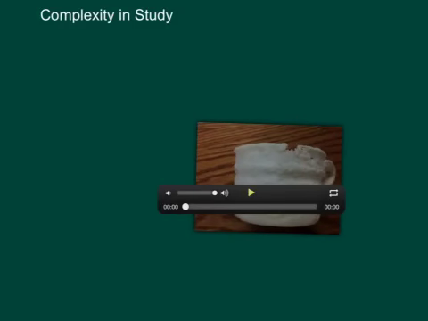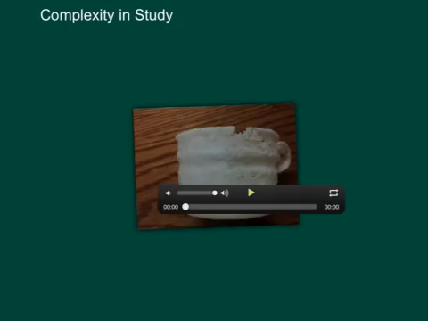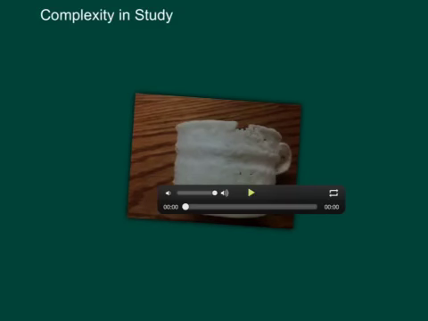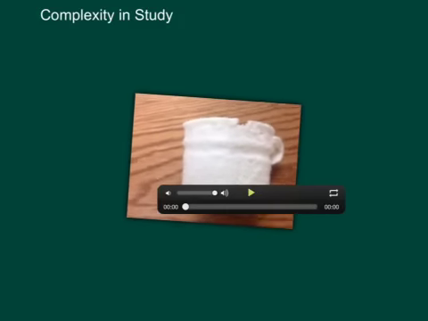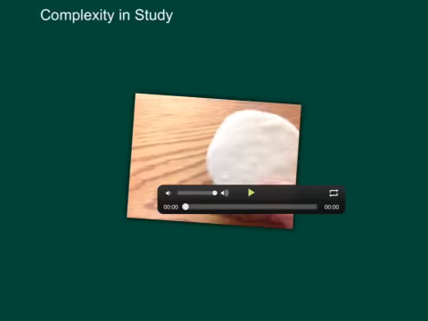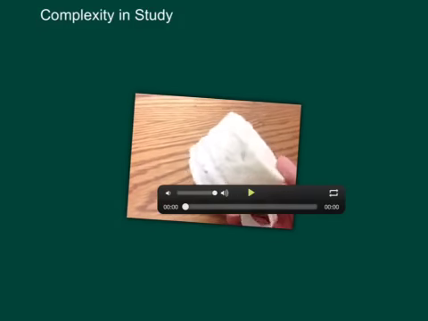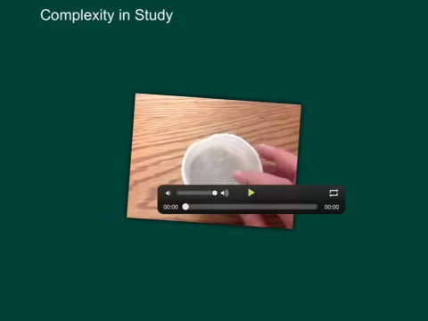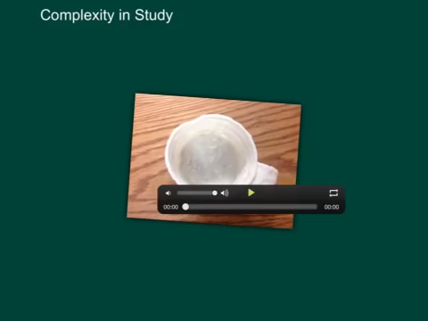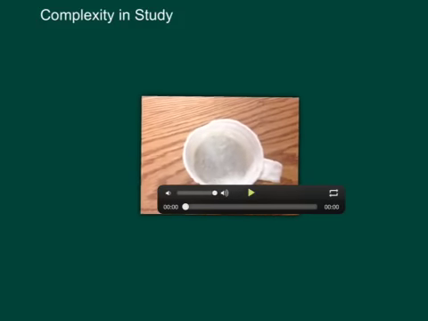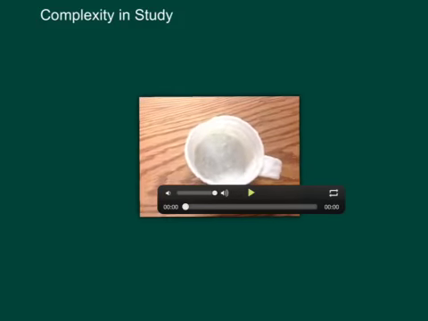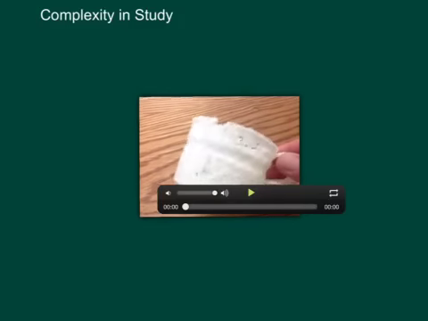Hello, I wanted to talk to you today about complexity in study. So here I have a 3D printed plastic cup. It really doesn't look like much of anything. There are holes in it, you can't drink out of it. But as you start to interpret what the cup means and who it's tied to and the complexity of this cup, then it develops more meaning.